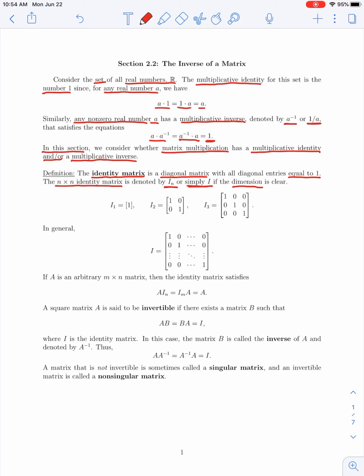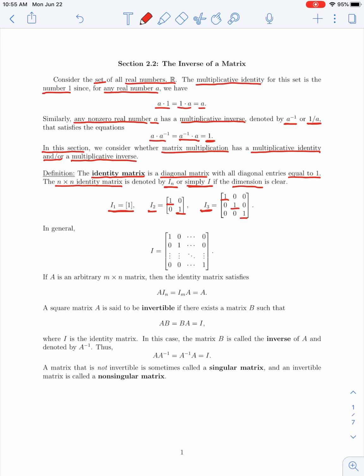So the 1 by 1 identity matrix, I1, would be the 1 by 1 matrix whose only entry, which would be a diagonal entry, is 1. The 2 by 2 identity matrix, I2, would be the 2 by 2 matrix, which is a diagonal matrix with 1s on the diagonal and 0s everywhere else. Similarly, the 3 by 3 identity matrix would be the 3 by 3 diagonal matrix, which has 1s on the diagonal and 0s everywhere else.